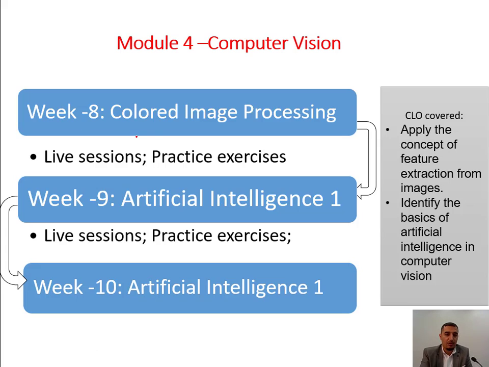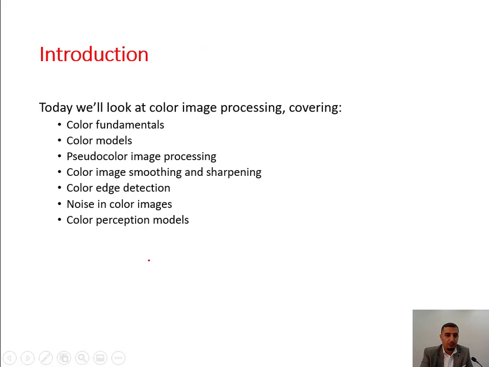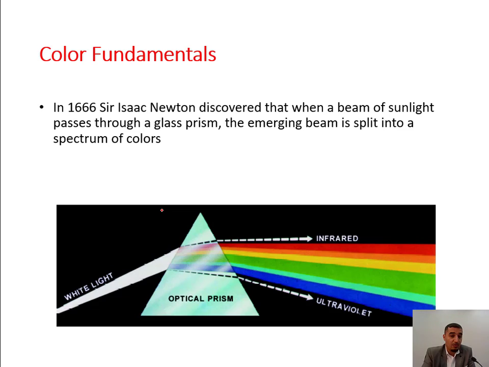So first of all, we are going to talk about colored images, then we are going to talk about artificial intelligence in 2 different weeks. So we will look at the color fundamentals, the color modes, pseudo color processing, color image smoothing and sharpening, edge detection, noise in color images, and noise in perception.